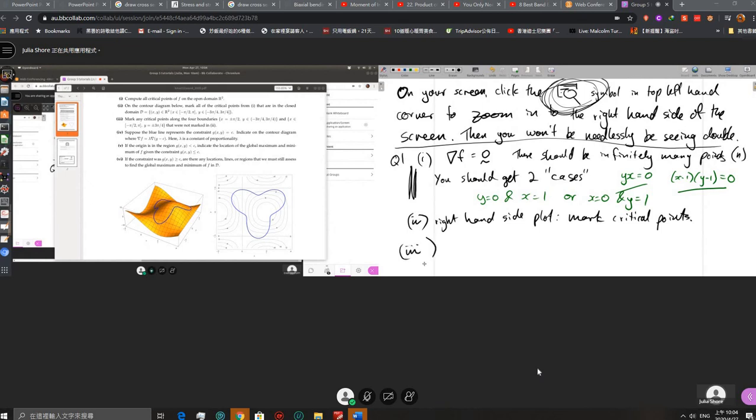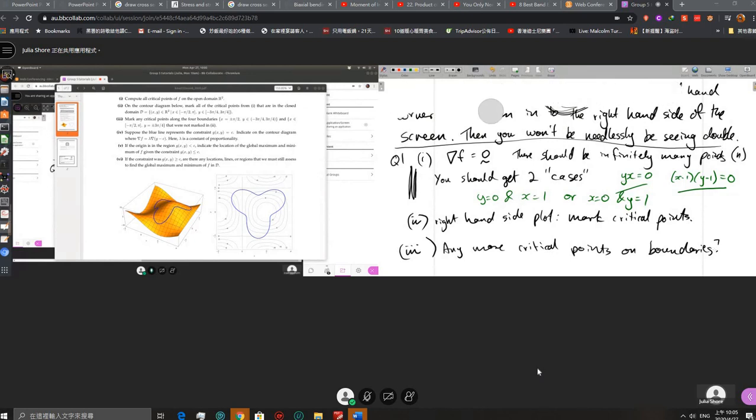Okay, part 3. Mark any critical points along the boundaries. So any more critical points on the boundaries? Now bear in mind that if you wanted like a max and a min on a boundary, it might not be a global min and max. It might be a local one for that boundary. All right, I'm going to wipe out the top half now. We'll start writing this split screen a bit differently a bit later.